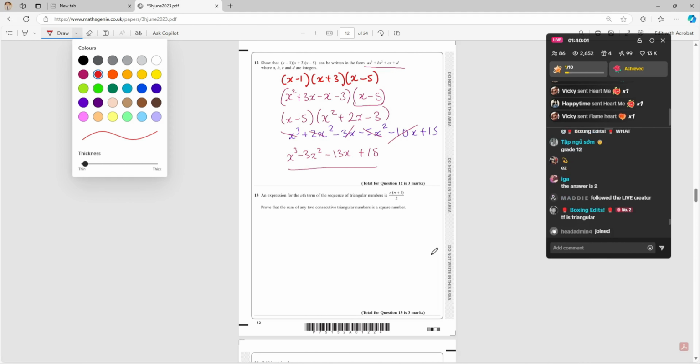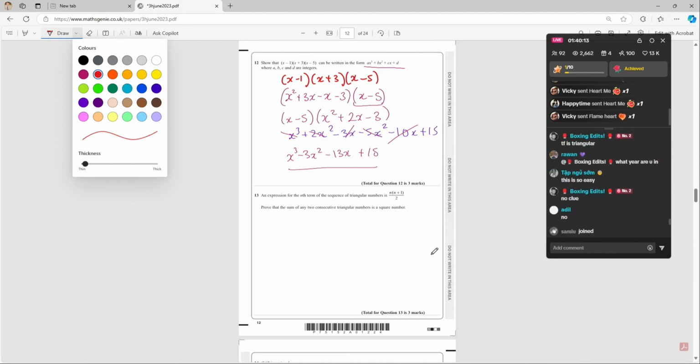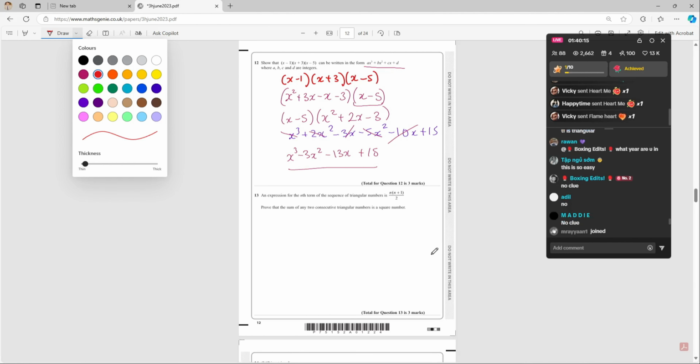So in the chat, tell me if you guys know what a triangular number is. What is a triangular number, guys? There has to be someone in the chat who knows what a triangular number is. Who is it going to be?